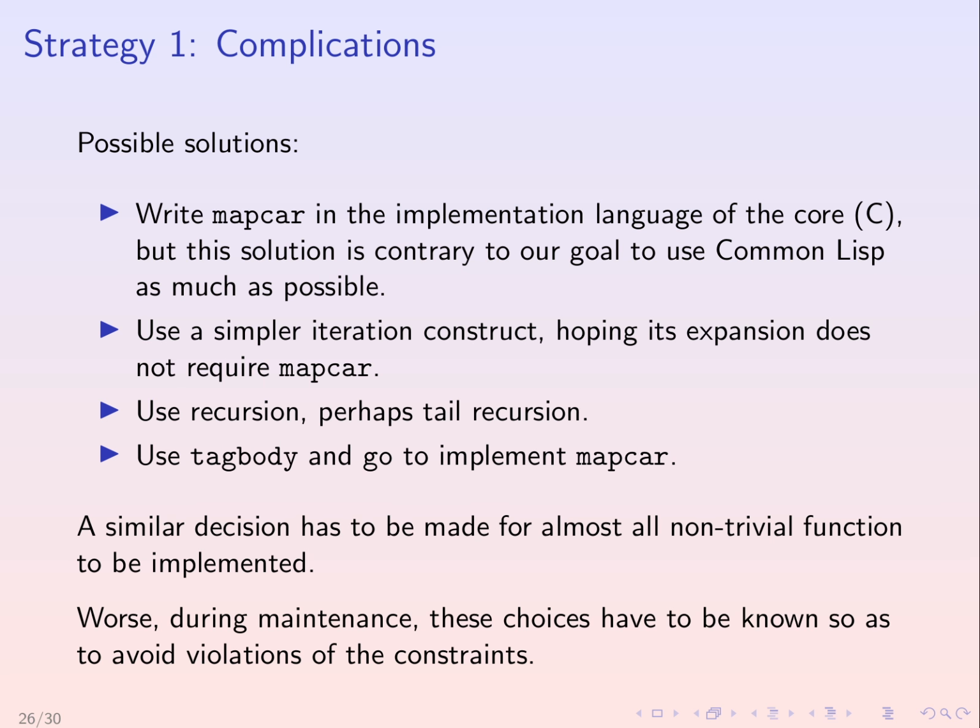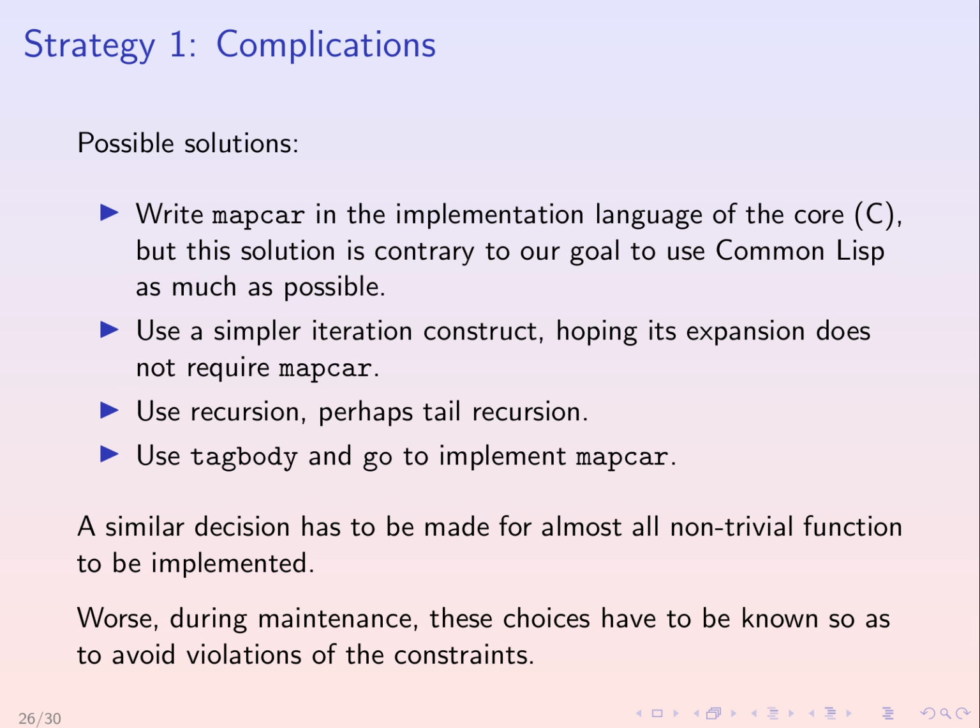So this complication now happens for almost all the non-trivial functions that need to be implemented. For each one we need to make a decision. How do we write it? Do we write it in Common Lisp? Does it need some other Common Lisp functionality? If the dependency is circular, we need to break it somehow, and so forth. So we need a very strict order between the modules, and for each module we need to determine exactly what subset of the language we are allowed to use at that point.